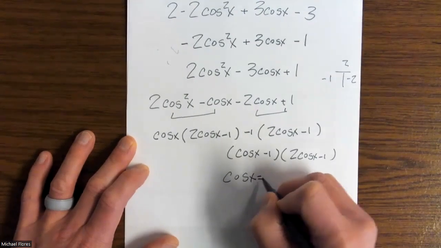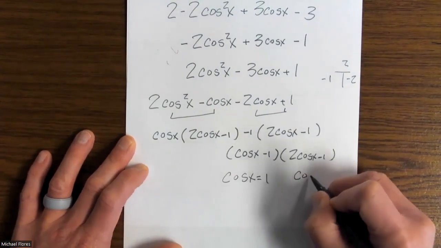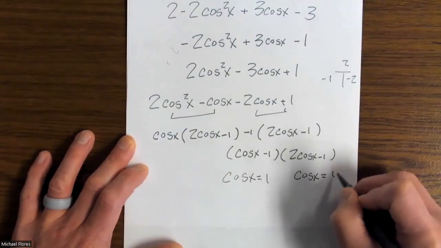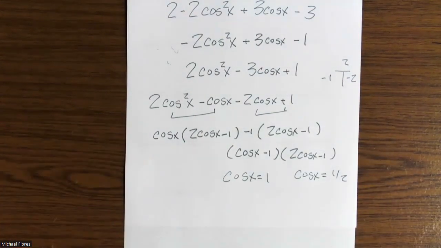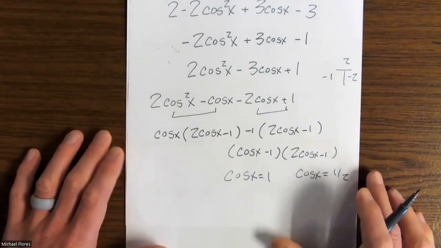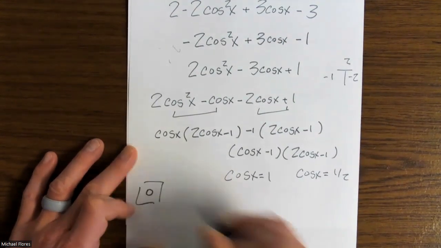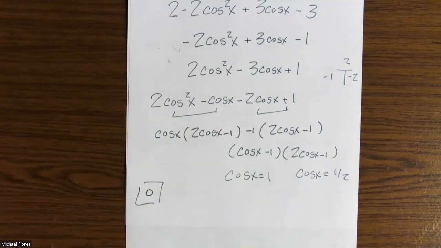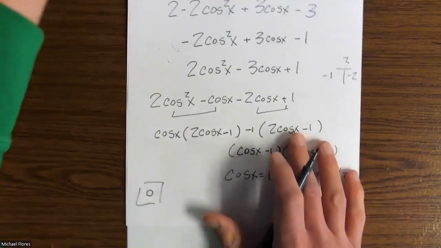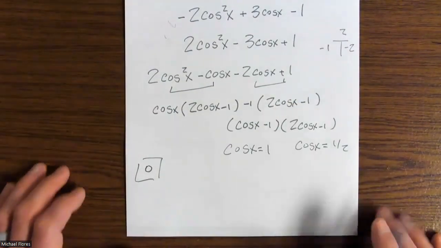If you set each of these equal to 0 and solve, this is what you get. Okay, so where in the unit circle is cosine 1? That is at 0 radians. Also 2 pi radians, but they don't want 2 pi as an answer. Everything from 0, including 0, all the way up to 2 pi, but not including 2 pi. That's what is stated on the very top of this worksheet.